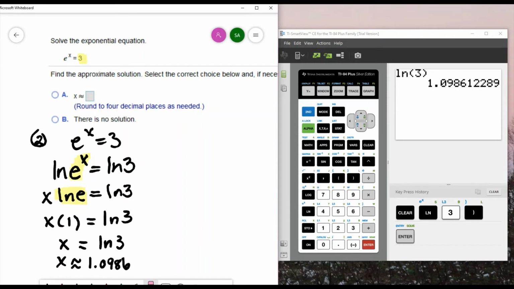So I mentioned that we could also use the method of converting to a logarithm. So let's think about that approach. If you have e to the x equals 3, and you want to convert that to a logarithm, you would write the word log, and the base that you're going to use is the base of your exponential. So I would use a base of e.